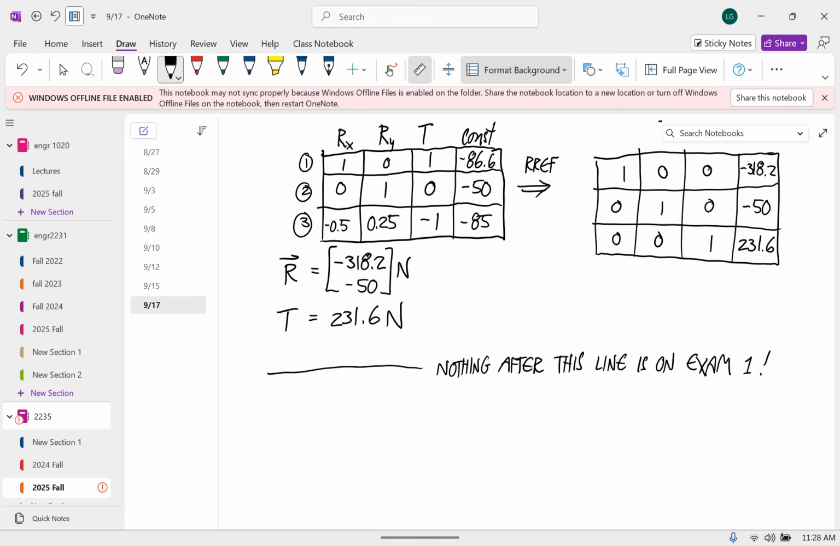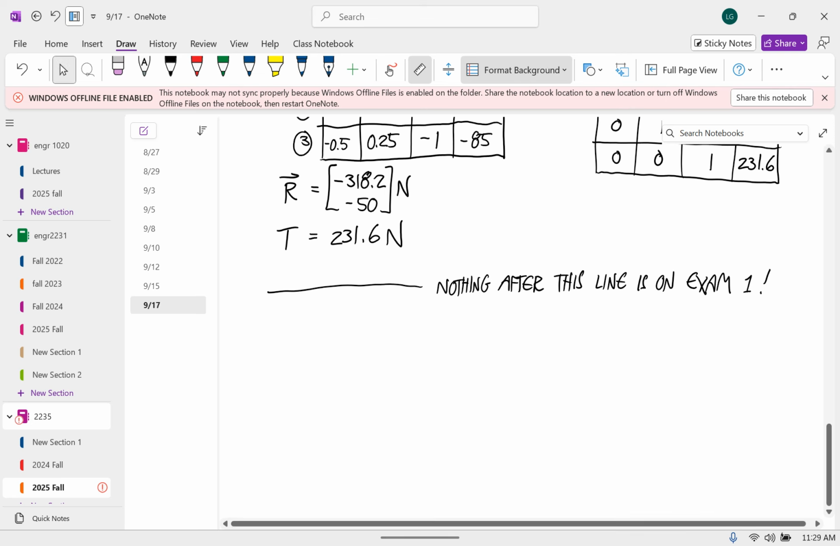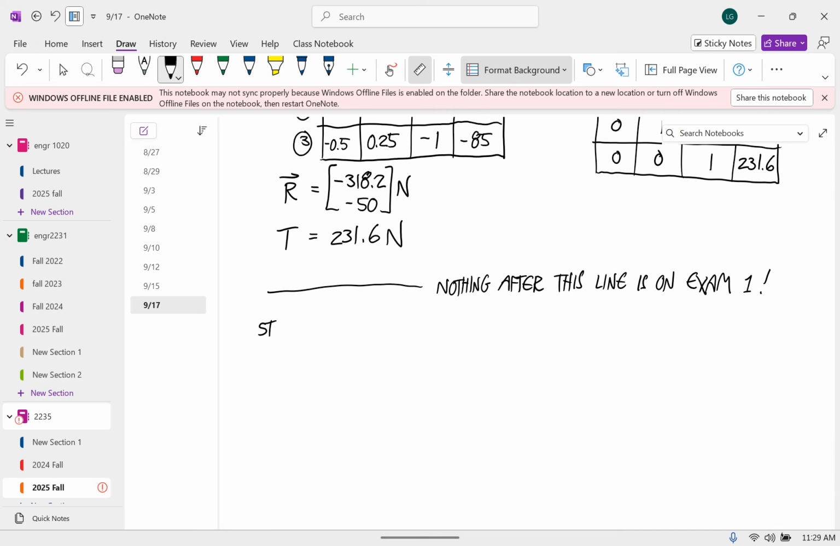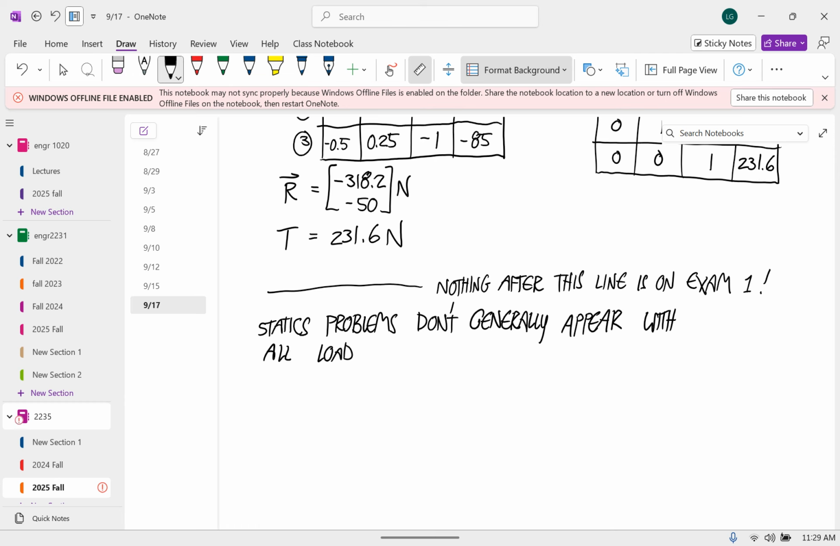So far on our rigid body statics, I've given you the free body diagram, I've given you all the loads, and then you just calculate stuff. But that's not how statics problems appear. Statics problems don't generally appear with all loads given. Instead, they appear like this.